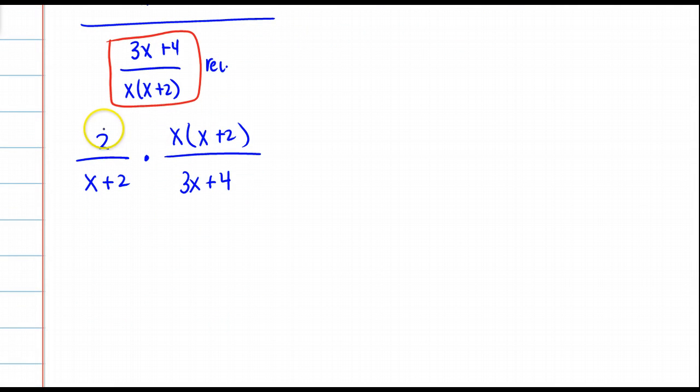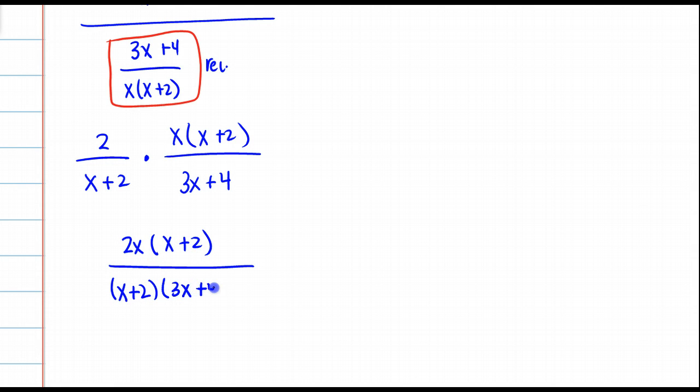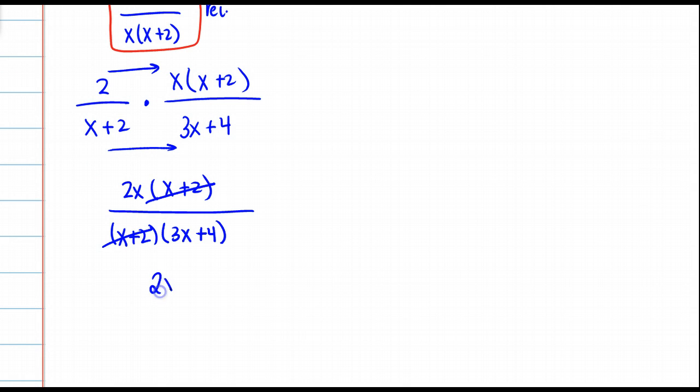And then when I multiply fractions, I get to multiply the numerators together and the denominators. So that gives me 2x times x plus 2 over x plus 2 times 3x plus 4. So all I did was multiply the numerator and the denominator. And now I'm going to reduce this fraction. The top has an x plus 2 and the bottom does too, so I get to cancel that out. And my final answer is 2x over 3x plus 4.